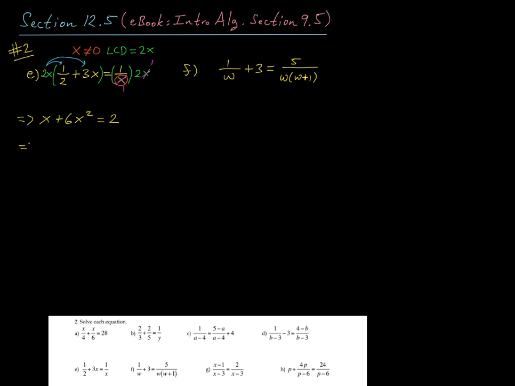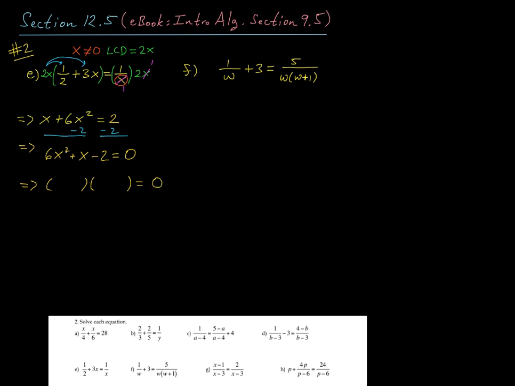Okay, so now I'm going to go ahead and subtract 2 and rewrite the left side in descending order. And I'm going to be looking at 6x squared plus x minus 2, and that's going to equal 0. So we have a quadratic equation, and if we're lucky, this thing on the left will factor. So let's go ahead and factor this.